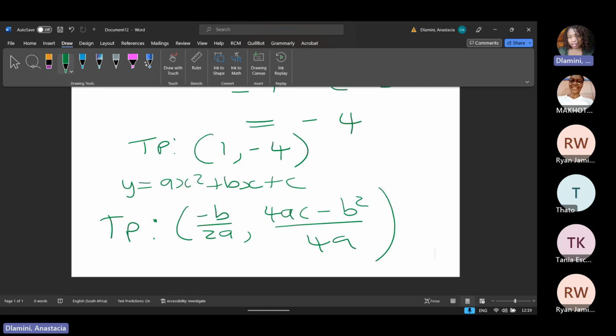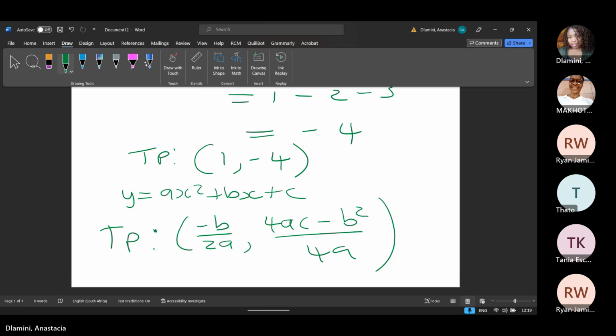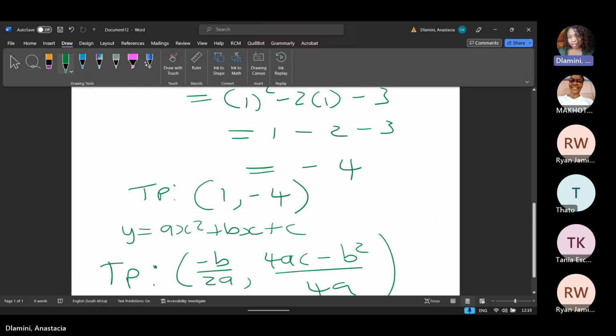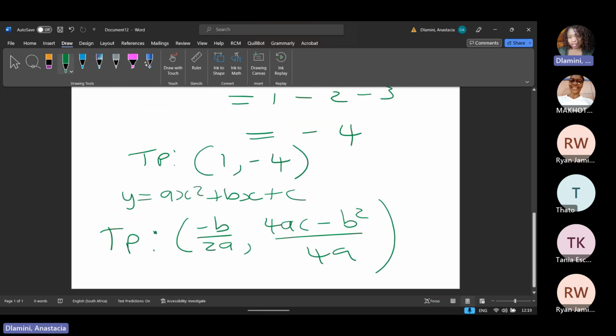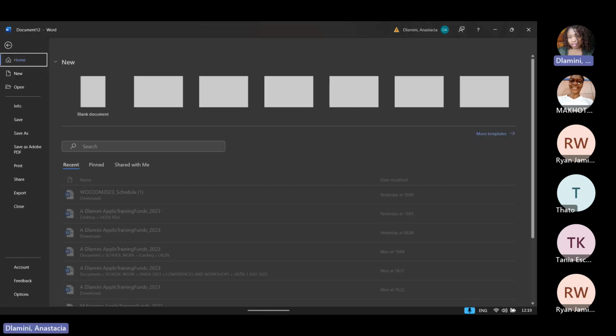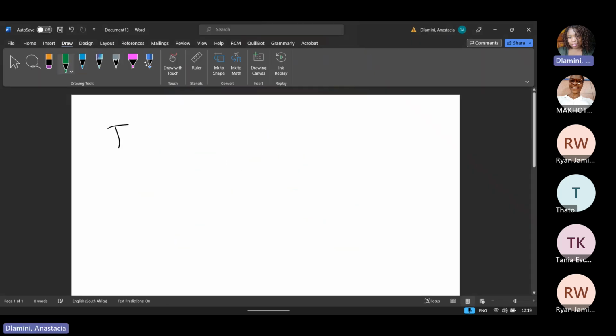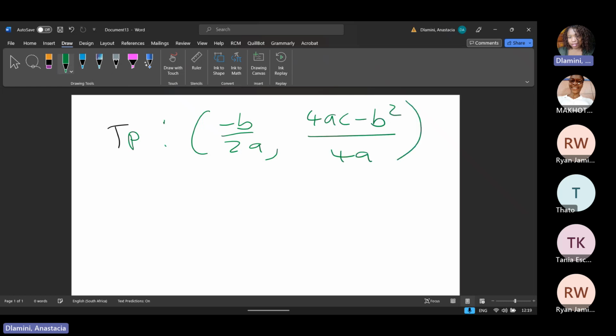Are we all sorted? We can try it and see if we get the answer. If we don't, it means it's wrong. But if we do, then it means it's right. So the turning point is minus b over 2a, comma, 4ac minus b squared over 4a, right? So what is our a? Our a is equal to 1, our b is equal to -2, our c is equal to -3.